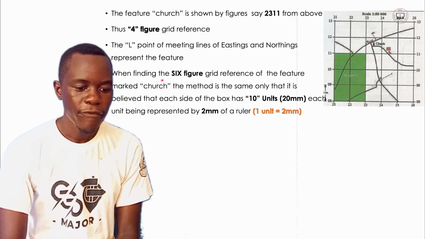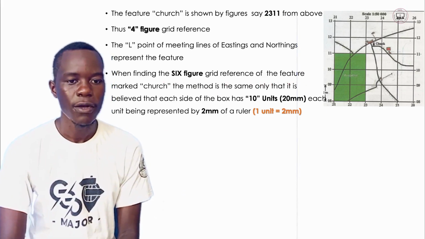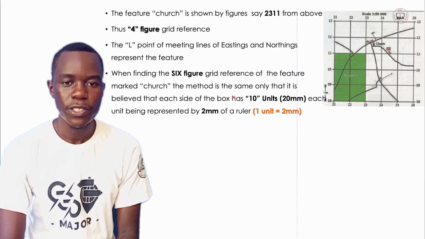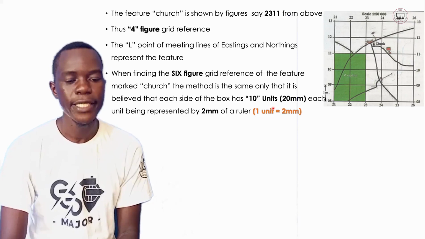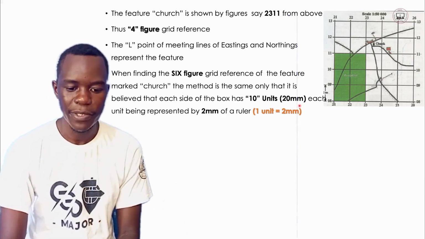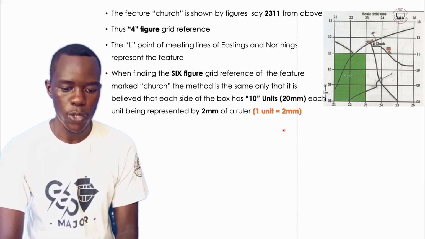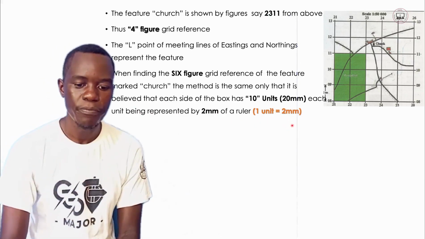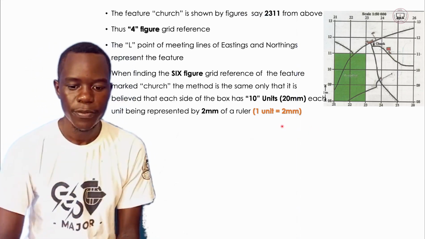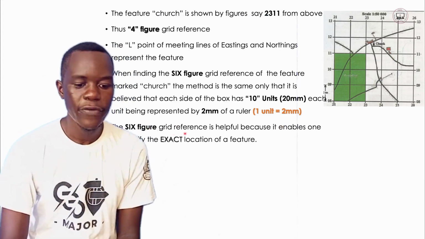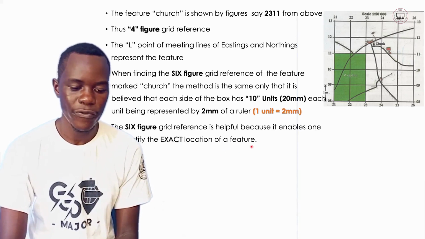So when finding the 6-figure reference of the feature marked church, the method is the same, only that each side of the box is taken to have 10 units, which are 20 millimeters, each unit being represented by 2 millimeters on a ruler. The 6-figure grid reference is helpful because it enables one to identify the exact location of a feature.